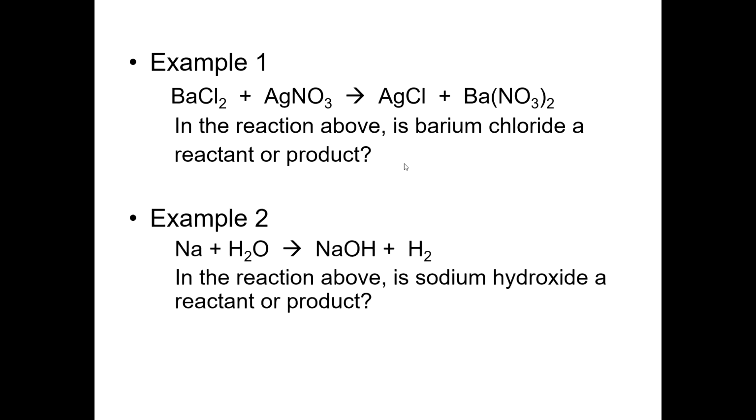In example 2, the question says, in the reaction above, is sodium hydroxide a reactant or a product? So you have sodium by itself here, and on the right-hand side you have sodium hydroxide. It's one of your polyatomic ions. So since sodium hydroxide is on the right-hand side of the arrow, it is a product.